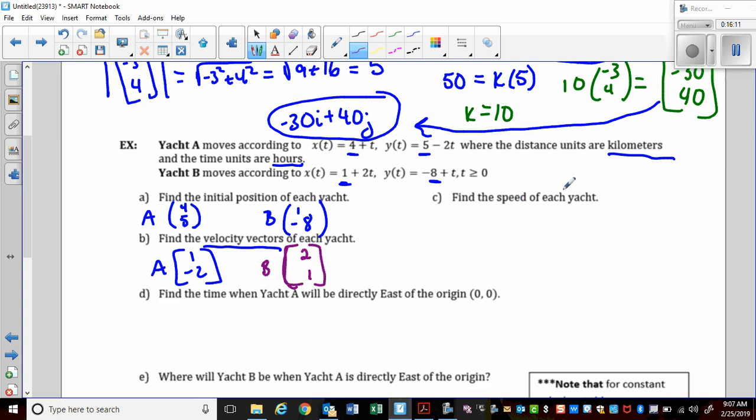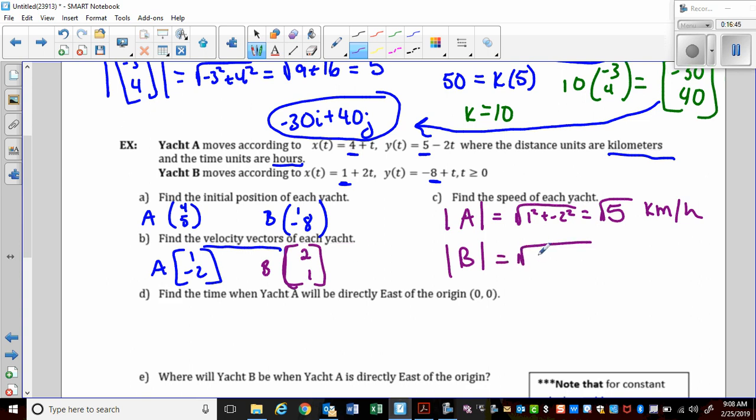Find the speed of the yacht. Remember, that's just the magnitude of my directional vector. So we have the magnitude of A, which is the square root of 1 squared plus -2 squared, which is the square root of 5 kilometers, I think, per hour still. And the magnitude of B is the square root of 2 squared plus 1 squared. Oh, they're actually the same.